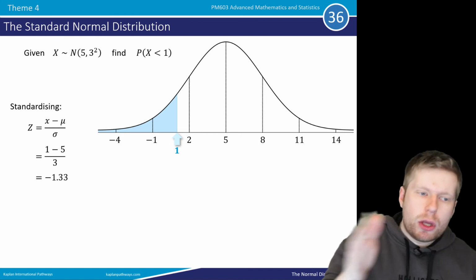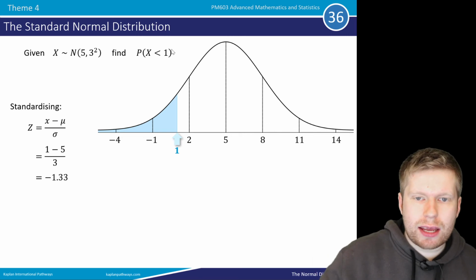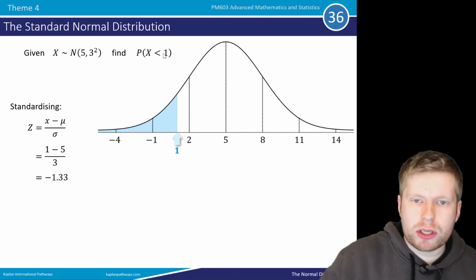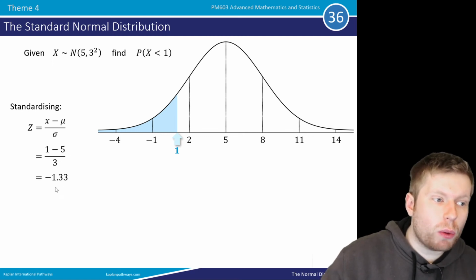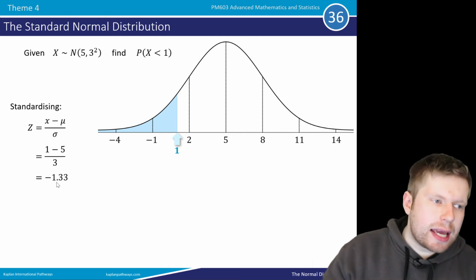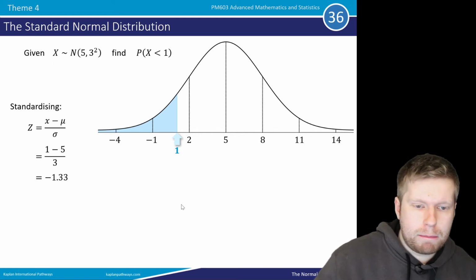In other words, I say how many units of standard deviation above or below the mean am I? I simply just follow this formula. So I take the 1, which is the probability that I'm after. So I'm after the 1, okay? I take away the mean, divide by the standard deviation, and I find that 1 ends up as -1.33 units of standard deviation below the mean, okay?